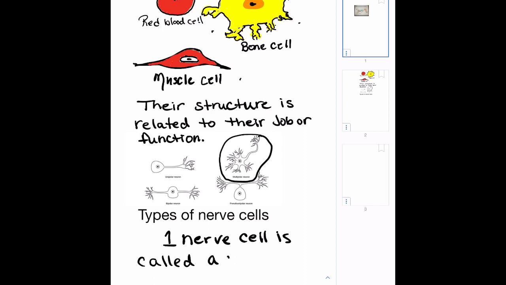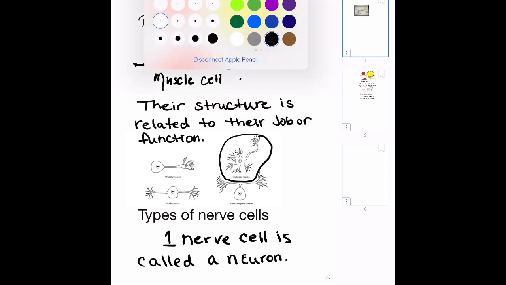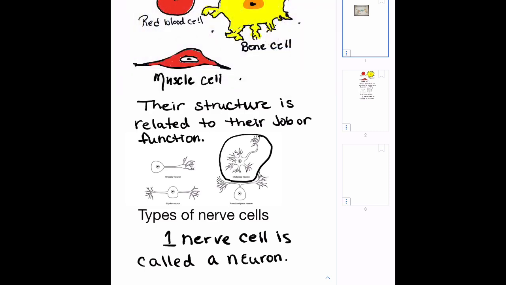It's called a neuron. I don't know why that just did that, guys. That's interesting. I'm still working on this program. Anyway, so if we look here, we can see that we indeed have different nerve cells, don't we?